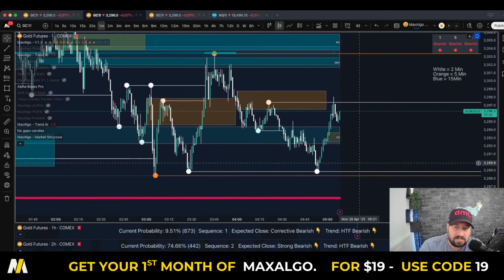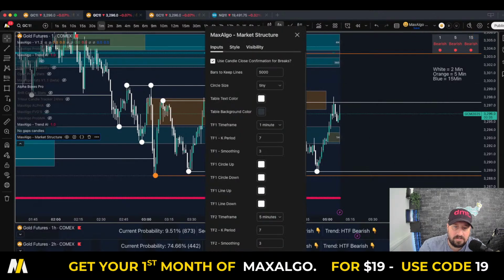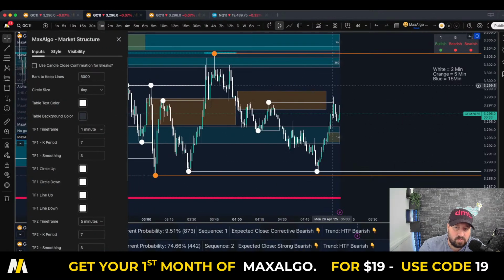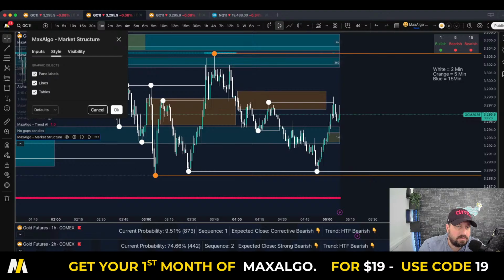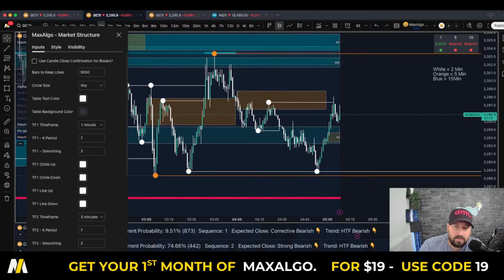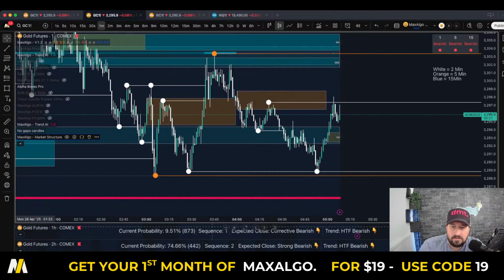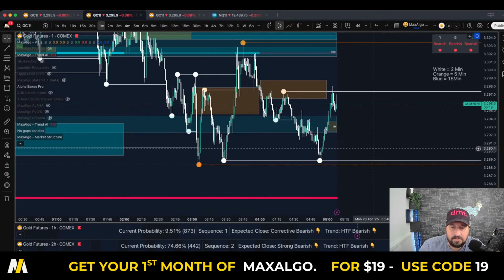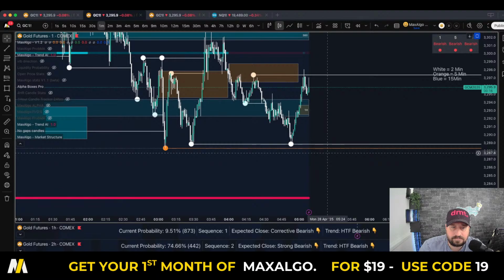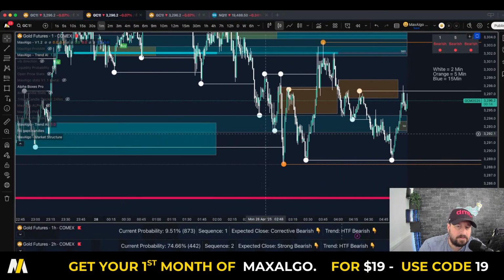So you can see this doesn't count as a break, as we didn't close above, but you can use it as early confirmation. If you tick that off, it'll use wicks as confirmation. But then it doesn't help you with liquidity grabs, right? So like here we're bearish, tap it, don't take it, come down.